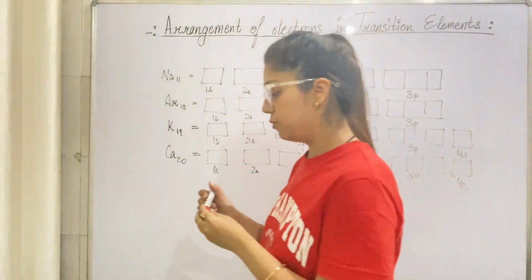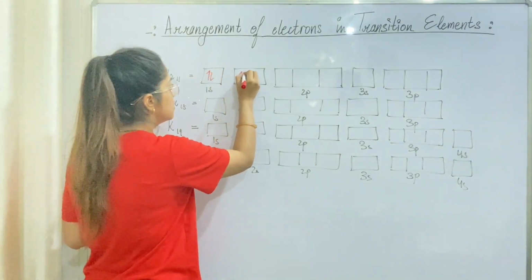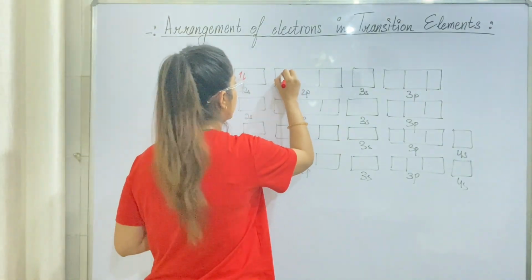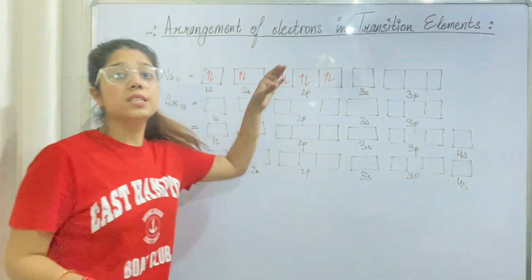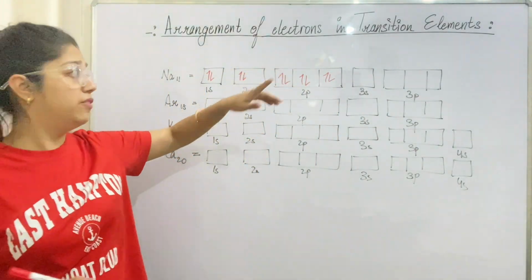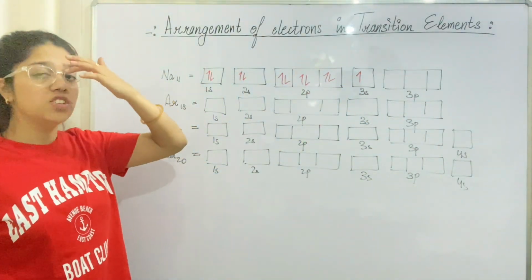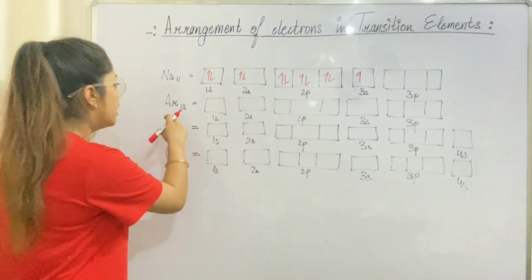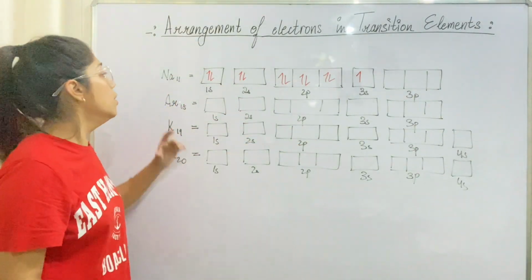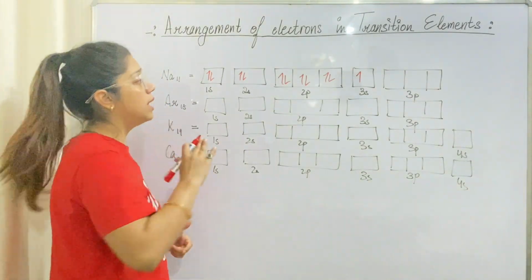Starting from sodium, we have 11 electrons. So 2 electrons will go in 1s, 2 in 2s, 4, 5, 6, 7, 8, 9, 10 in 2p. 2p is completely filled, the second shell is completely filled. Now the next electron will go in the 3s orbital. So it is going to be like this. For argon we will do, and I want you to do for all the elements in between. I will not do all, you will have to complete.